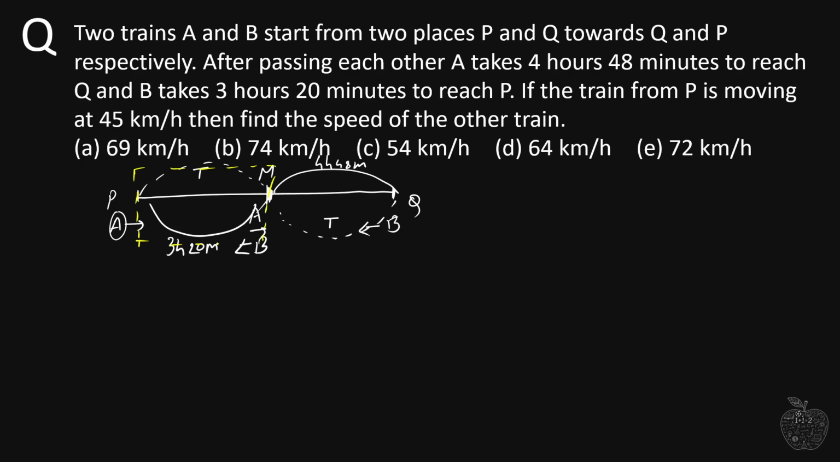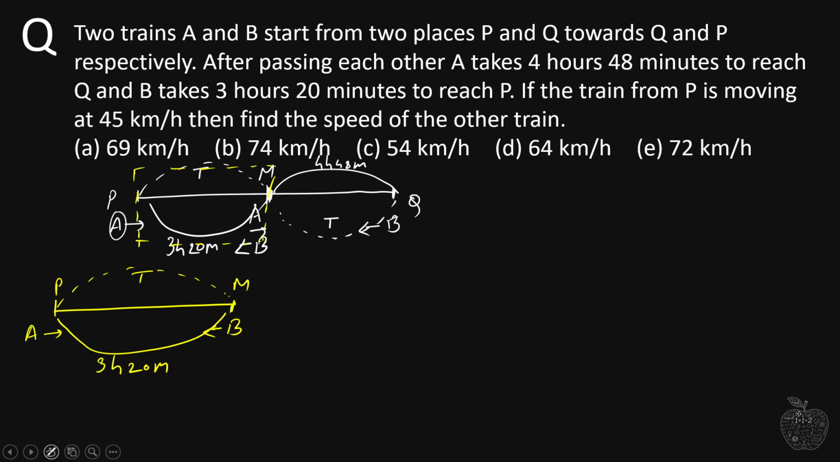This is P, this is M. Train A is moving from P towards M and train B is moving from M towards P. We know that train B takes 3 hours 20 minutes to reach point P and A takes t time to reach point M from P.